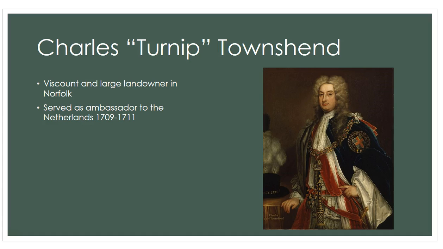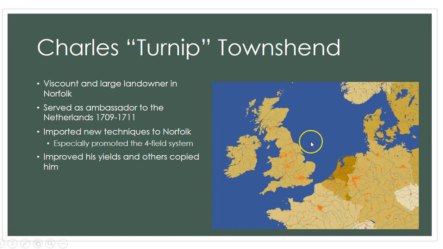And then he thought that he could import these techniques to his own large estate, which was in Norfolk. And why would he think that? Well, because Norfolk is right here. This is the county of Norfolk. You can see it's pretty much directly right across from the Netherlands. And climate-wise and land-wise, it's very, very similar to the Netherlands. So he thought that he could bring those techniques over, and he did. Using those techniques, he was able to improve his own crop yields, and because he was successful, others copied him in hopes of the same success.